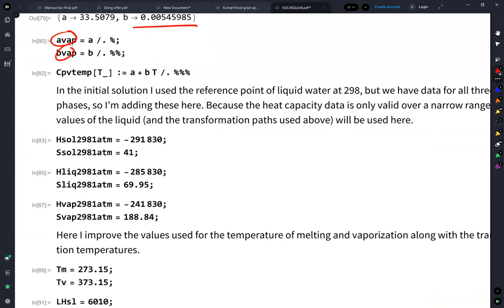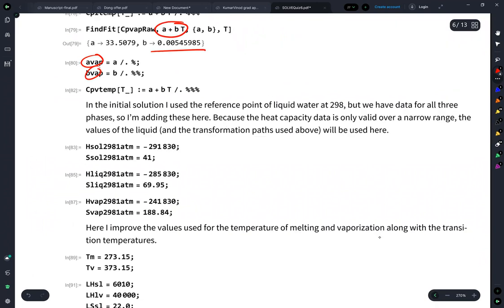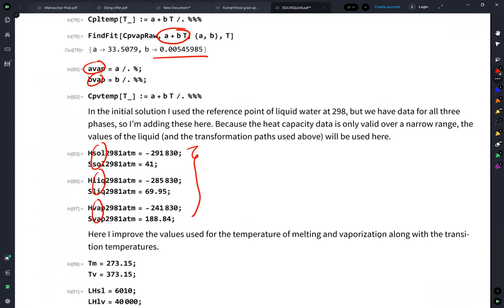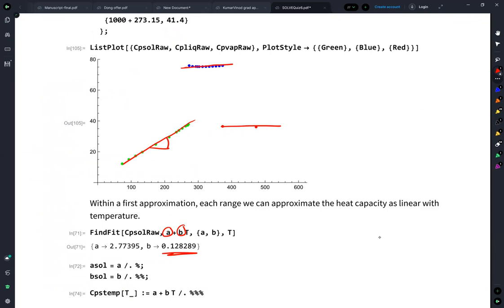So then I also included the reference energies, enthalpies and entropies for the solid and liquid and vapor. And I was going to use those, but I realized that if you look at these heat capacities, the heat capacities are really only valid over narrow ranges.